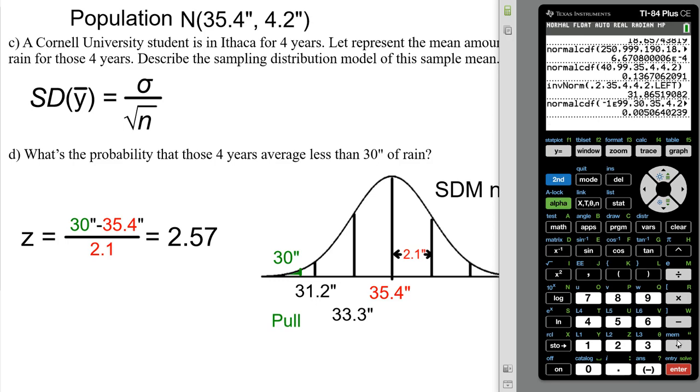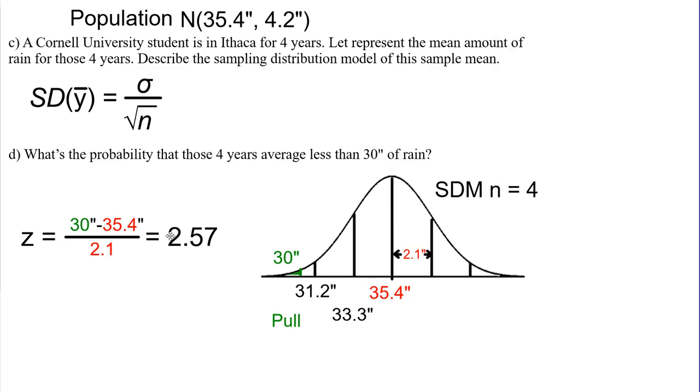So what's the probability that the 4-year average of rain while he's in school is less than 30 inches of rain? It's going to be 0.5%, which would be very, very rare. And because it's further than 2 standard deviations from the mean, we would consider this an unusual observation.